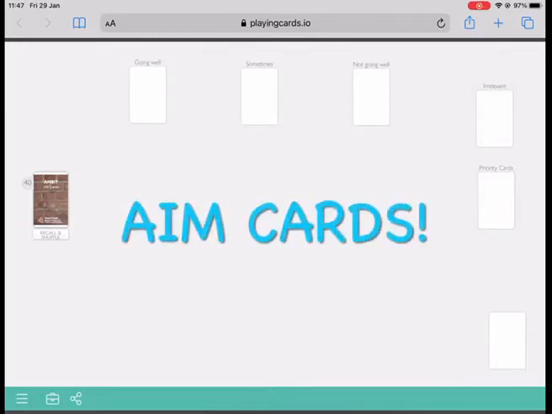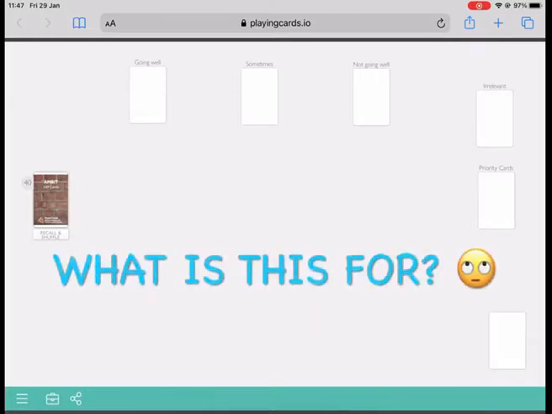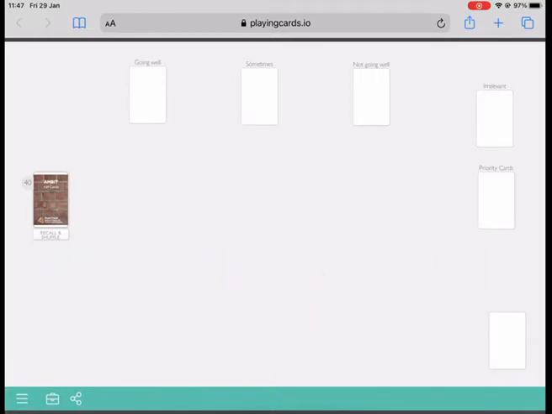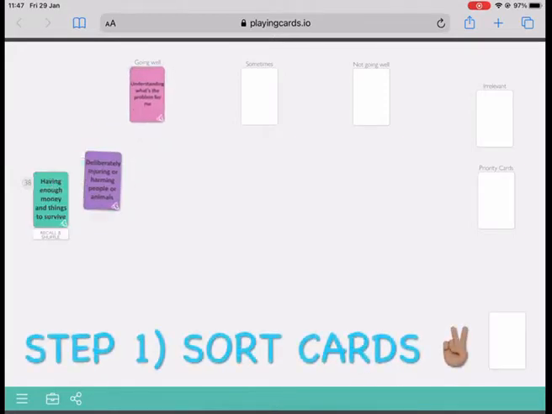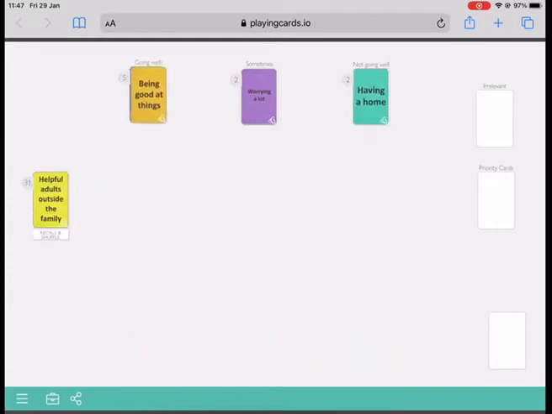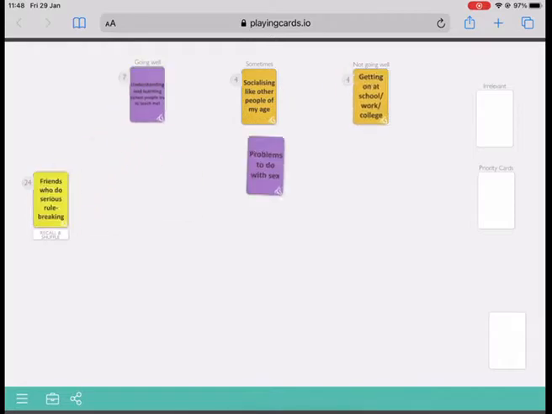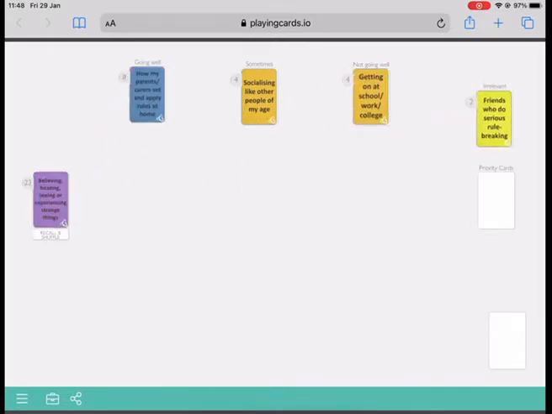In this video, I'm going to talk you through how to do the online AIM cards with your young person. You can tell them that the reason why you're doing the AIM cards with them is so that you can get to know them better. The first thing that you need to do is ask them to put the cards into the piles that they belong. So there's 5 different piles, but at the moment we're just going to use 4. Going well, sometimes going well, not going well, and irrelevant. So ask the young person to put the cards into the piles that they feel that they belong.